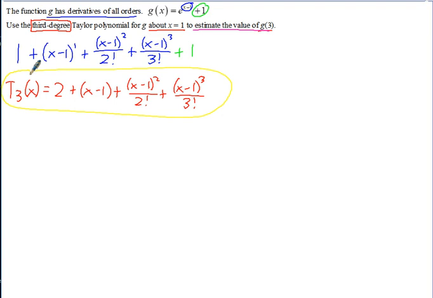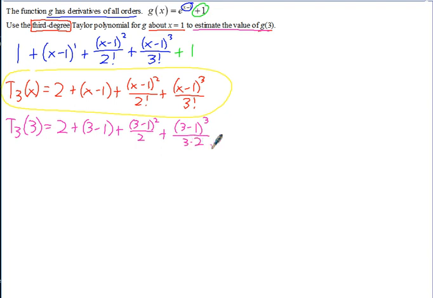And then it asks us to use that to estimate the value of g of 3. So we just substitute 3 in for x to see what our Taylor polynomial gives us. So if we substitute in 3, that's 2 plus 3 minus 1 plus 3 minus 1 squared over 2 factorial, plus 3 minus 1 cubed over 3 factorial, which is 3 times 2. So then if we keep simplifying that, that's 2 plus 3 minus 1 is 2, plus 2 squared is 4, divided by 2 is 2. So it looks like all the terms are 2 until we get to this 4th term.